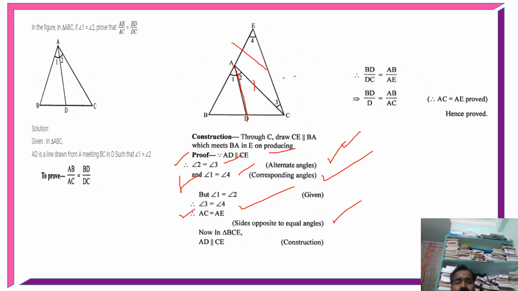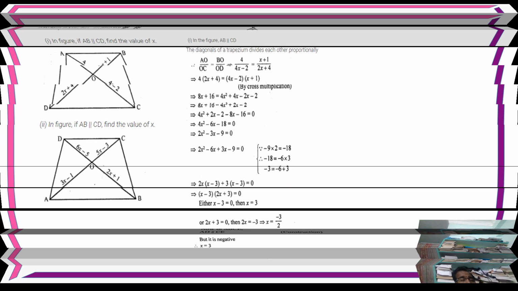It will become isosceles. So in triangle BCE, children, these two sides are equal according to the construction. It divides in a similar ratio. So BD by DC equals AB by AE. We can write AB by AC, because AC equals EC, since it is an isosceles triangle. So hence it is proved. Let us go with the next slide, students.